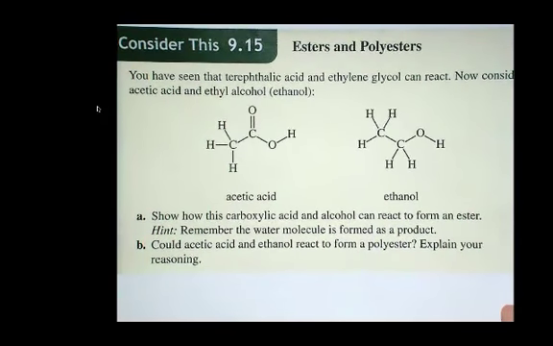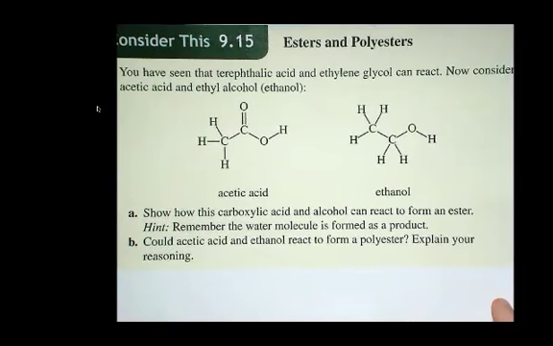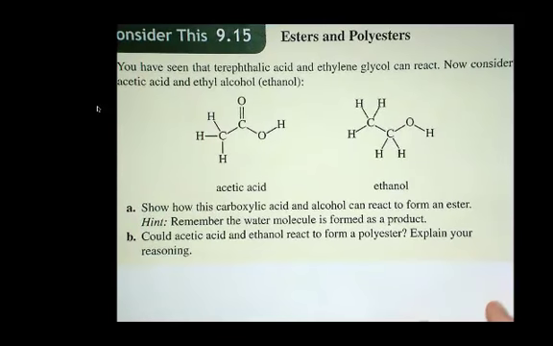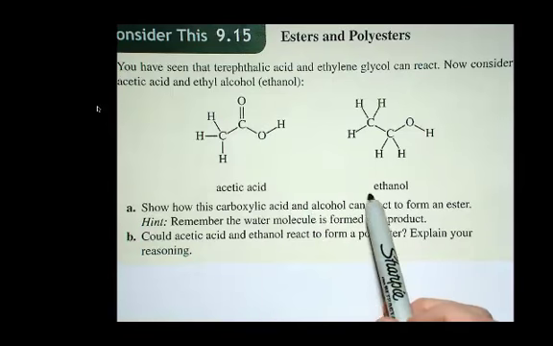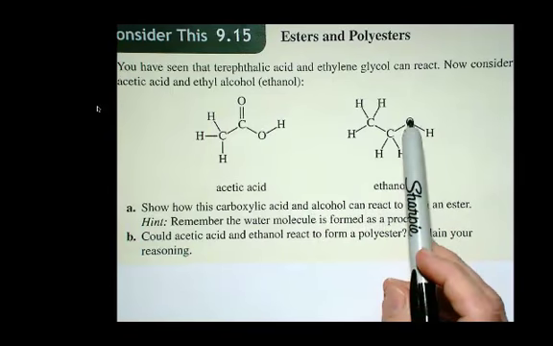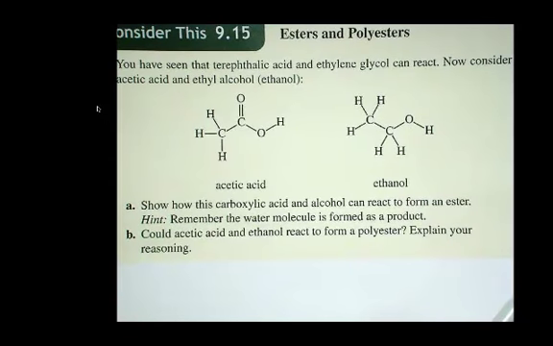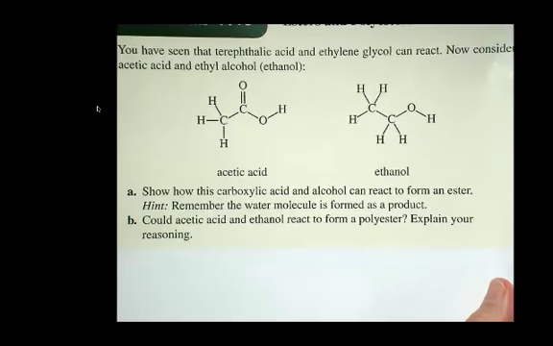All right, here's a question for you. You've seen terephthalic acid and ethylene glycol react in the previous slide. Now consider acetic acid and ethyl alcohol. This is acetic acid right here, a little carboxylic acid group, and ethyl alcohol, or ethanol, is a simple alcohol with one hydroxyl group. So show how this carboxylic acid and alcohol can react to form an ester, and then could acetic acid and ethanol react to form a polyester? You want to explain the reasoning.